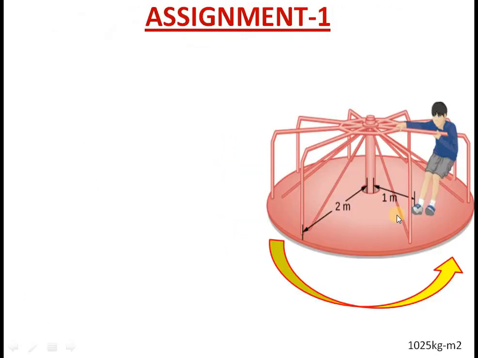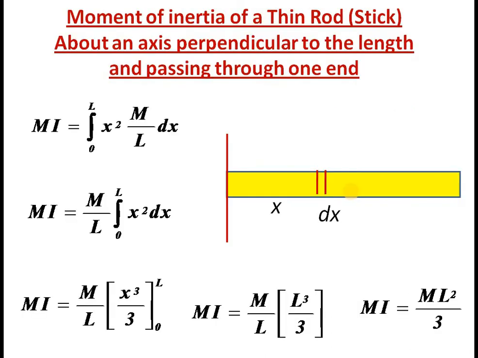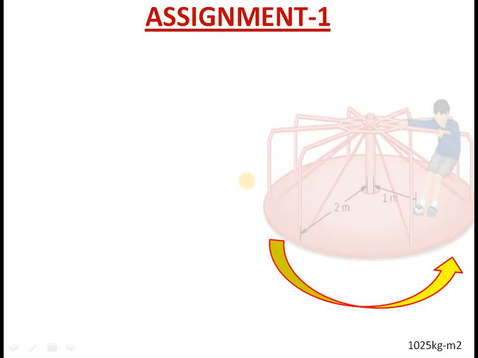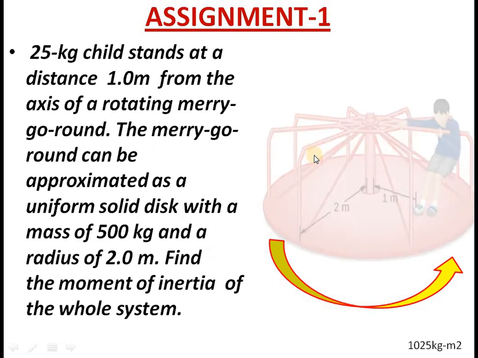Okay, so that is all about the discussion of moment of inertia of different regularly shaped objects. Now here comes a simple problem. You can see a merry-go-round here, a rotating merry-go-round, and a boy is standing over it. The radius of this merry-go-round is around 2 meters, and the boy is standing at a distance of 1 meter from the axis. And it is revolving.